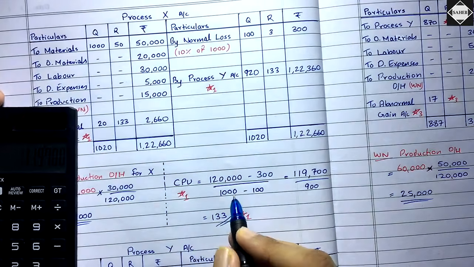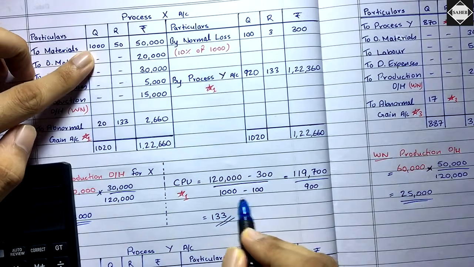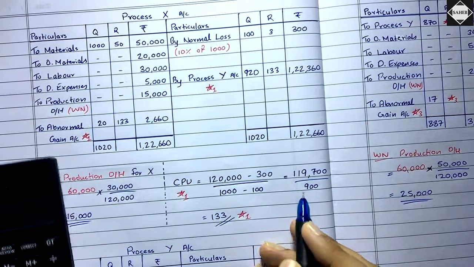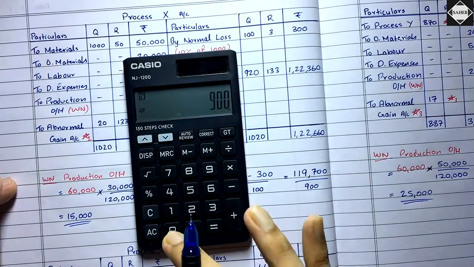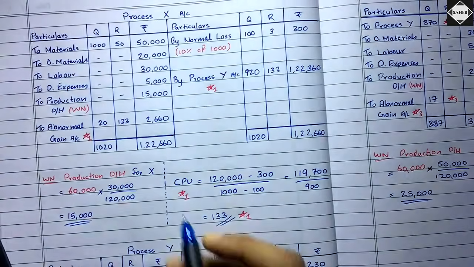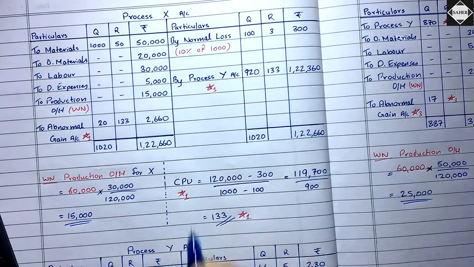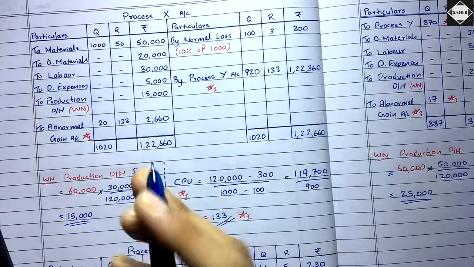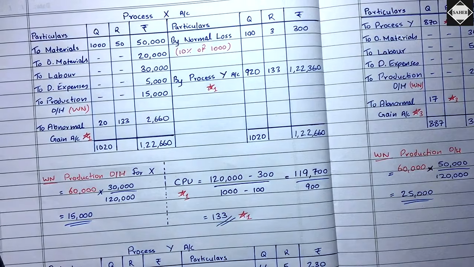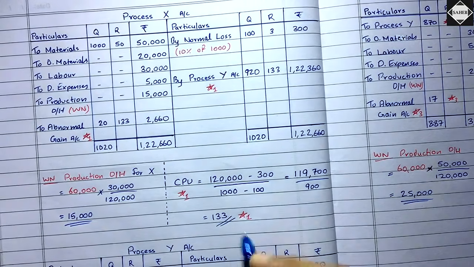You're going to divide that by what? By this quantity minus normal loss quantity. So that's equal to 900. 1000 minus 100 is 900. So divided by 900, you get 133. Now 133 is your what? This is your star 1. This is your CPU, cost per unit of the process 1. That is, the process X. You can also say star X or star 1, whatever you want. So 133 is our cost per unit.